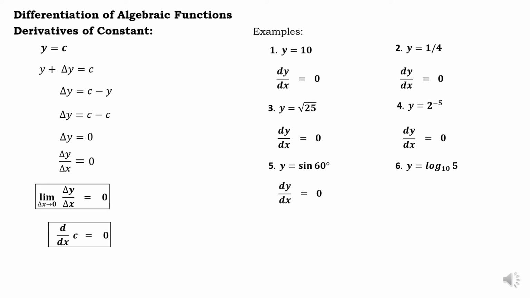Next, y is equal to logarithm of 5 to the base 10. Since logarithm of 5 to the base 10 is also a constant, the derivative of that is also equal to 0. Number 7, y is equal to ln e. ln e is also a constant which is equivalent to 1, so therefore the derivative of ln e is equal to 0. Number 8, y is equal to a, and a is also a constant and the derivative of a is equal to 0.